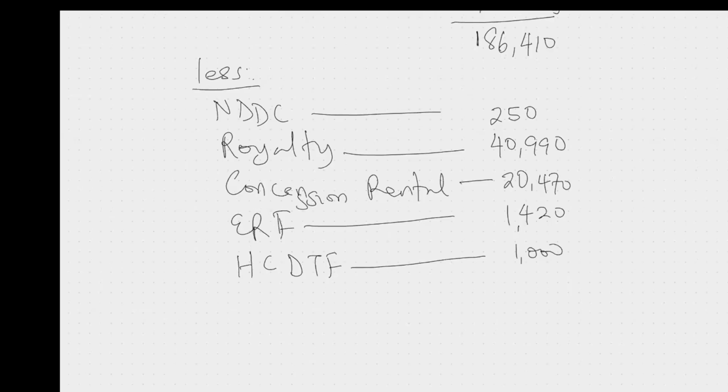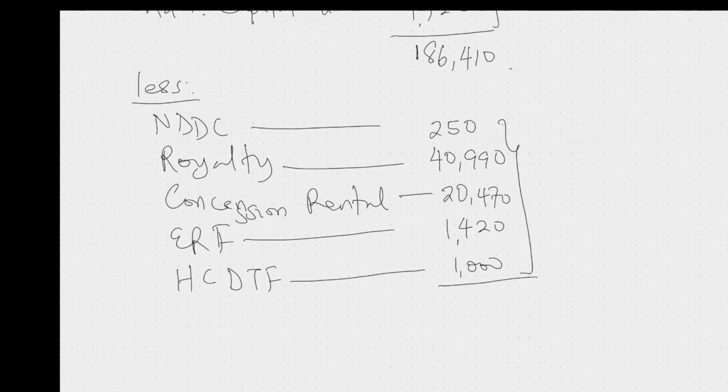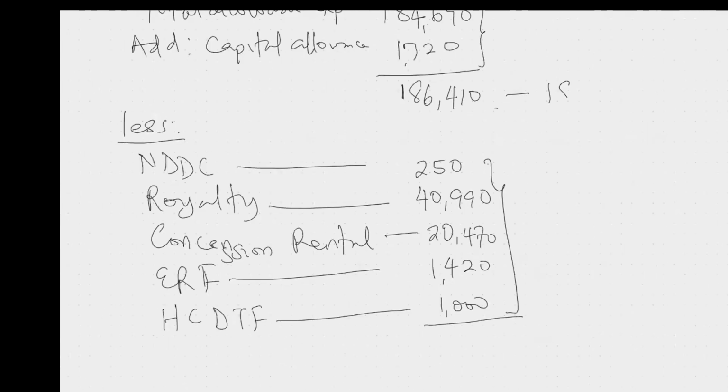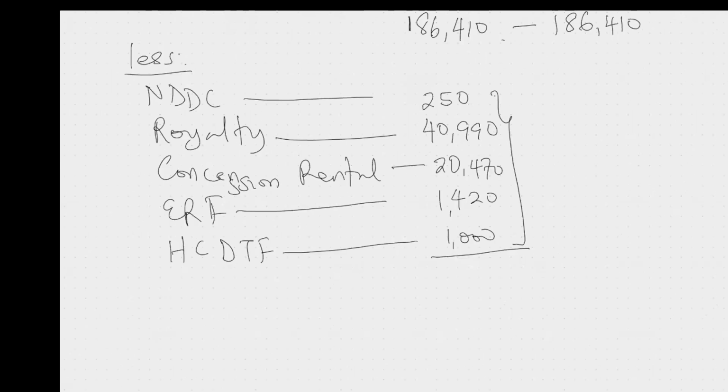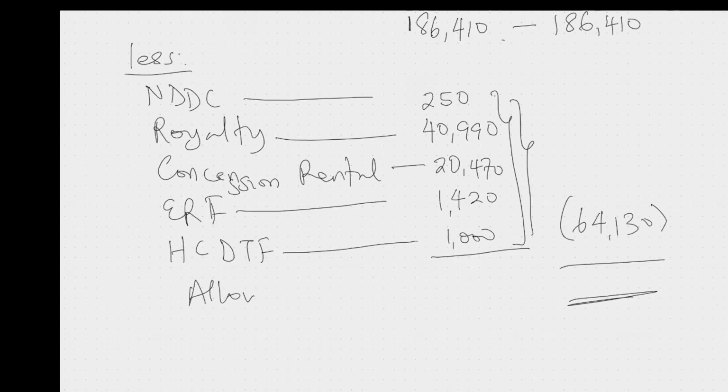What is the total of this? 64,130. So you now subtract it from that. So you have your allowable expenses for CPR limits. What do you have? 122,280.